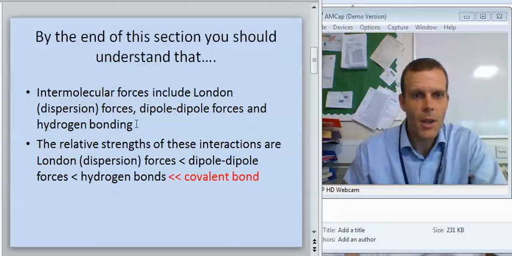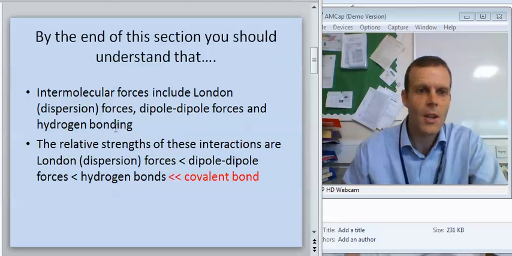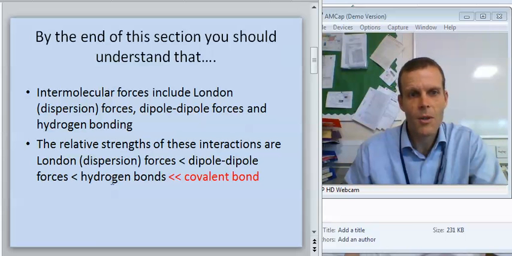Now we have to be a little bit careful. Previous courses will have talked about the term van der Waals, but that's actually a term that covered a couple of these. So we're going to break it down and be talking about London forces, dipole-dipole forces, and hydrogen bonding. The relative strength of these: London forces are much weaker than dipole-dipole forces, which are less than hydrogen bonds. And it's important to note at this stage that they're nowhere near the same strength as a covalent bond.